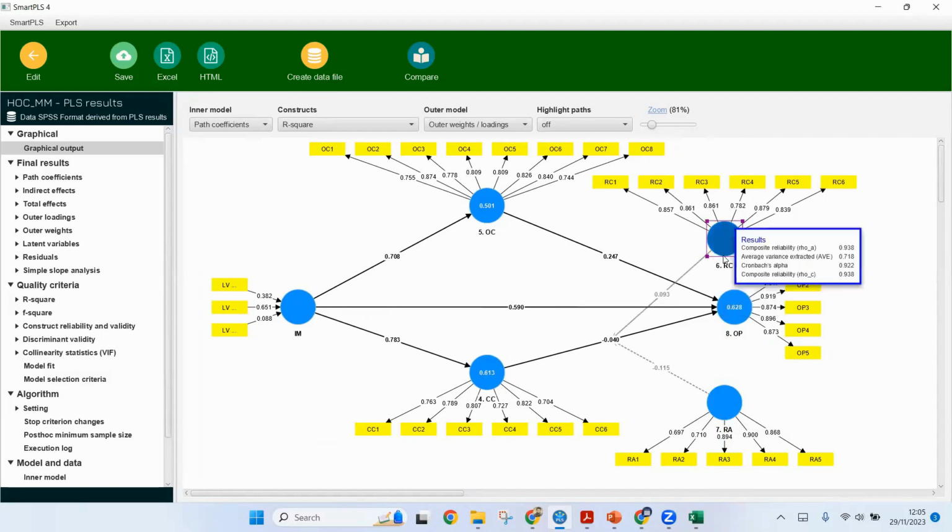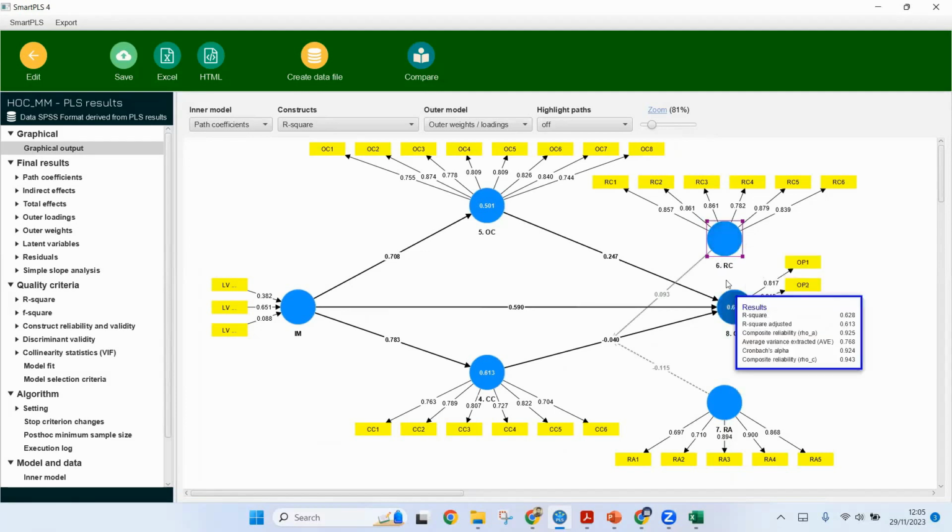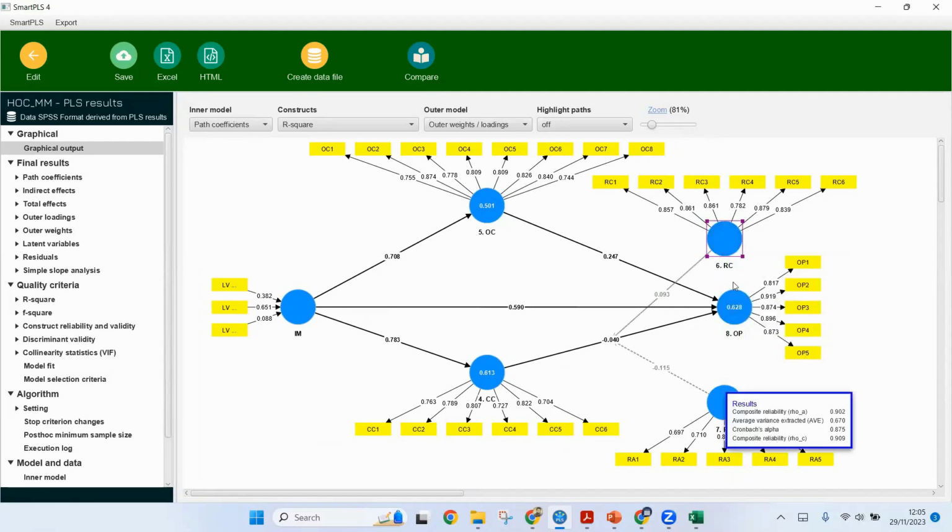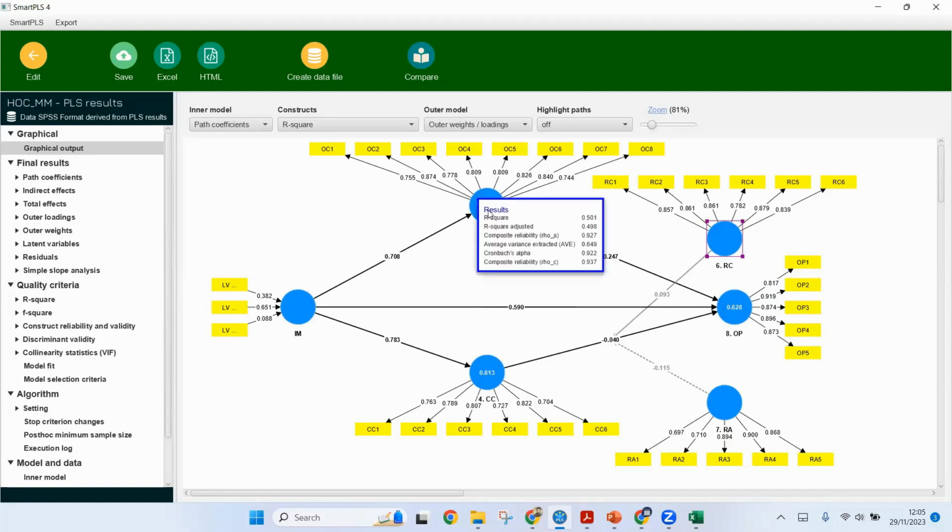Why three? Why not these two? Well, actually, these two are also included in this case because, although there is no direct arrow, indirectly they are influencing. There is an inherent arrow. So this 62.8% change in OP is being accounted by IM, OC, CC, RC, RA, and the interaction effects as well. And this one here, 501, is only by IM.